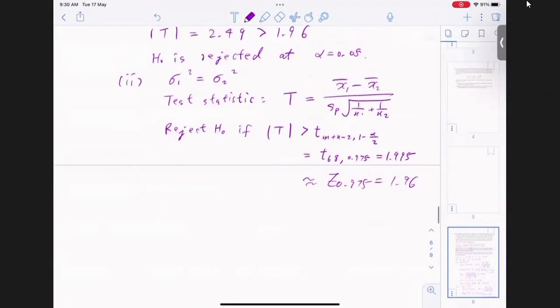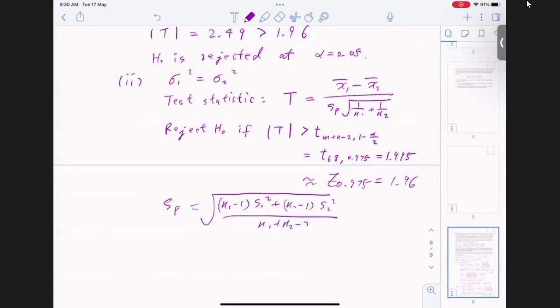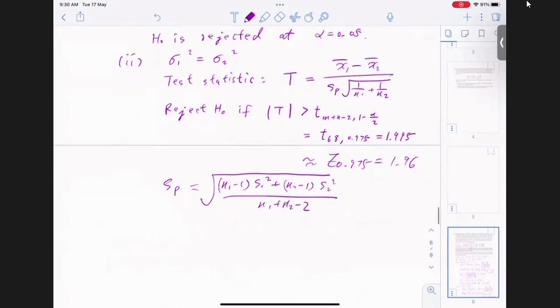So we compute the test statistic starting with the pooled sample variance, or the pooled sample standard deviation, which is the square root of the sample size minus 1 multiplied by the sample variance for the first sample, and do it for the other sample, add them up together, divided by the sum of these two degrees of freedom. And we substitute everything into it.